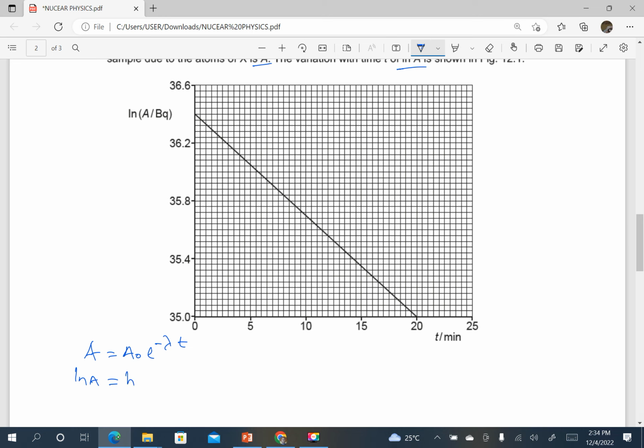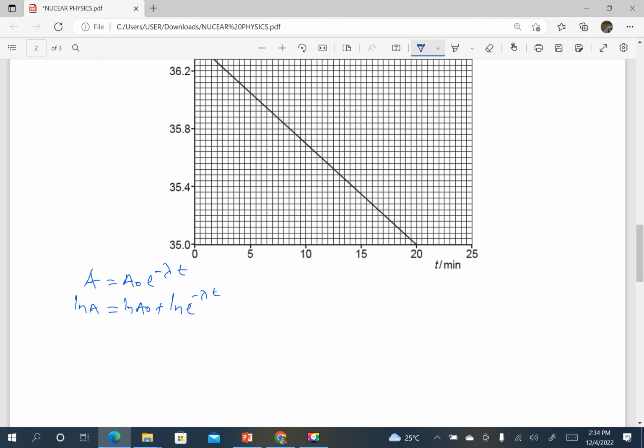ln of, I'm introducing natural log on both sides, is equal to ln of A naught plus ln of e power negative lambda t. But remember, ln of e power negative lambda t is just the power. So it means ln of A is equal to ln of A naught minus lambda times t.